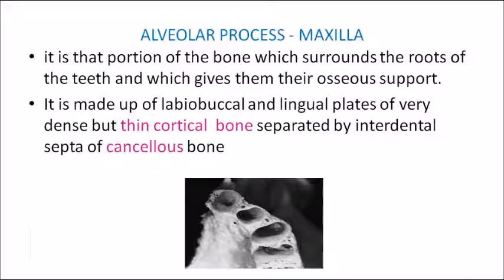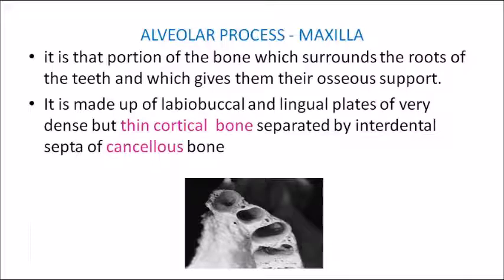Now let's talk about the osseous structures associated with the jaw, that is your mandible and maxilla. The alveolar process of maxilla is the portion of the bone which surrounds the roots of the teeth and gives them osseous support. In maxilla, you have a labiobuccal and a lingual plate which are extremely dense, but thin cortical bone, separated by the interdental septa of cancellous bone. So that is the composition or structure of the alveolar process in maxilla.